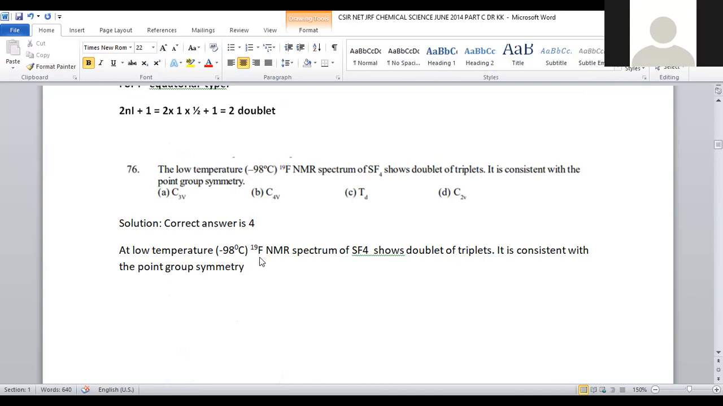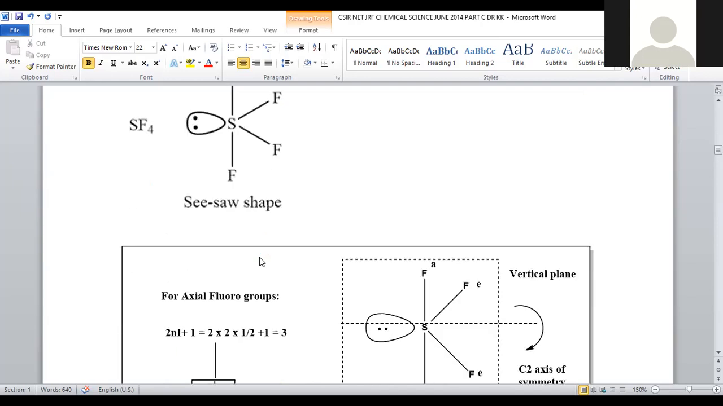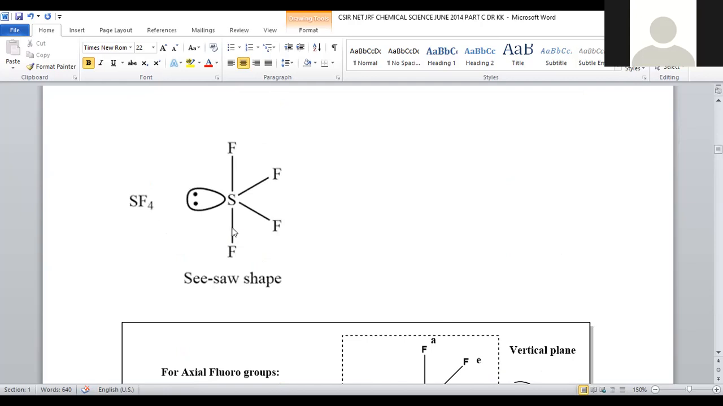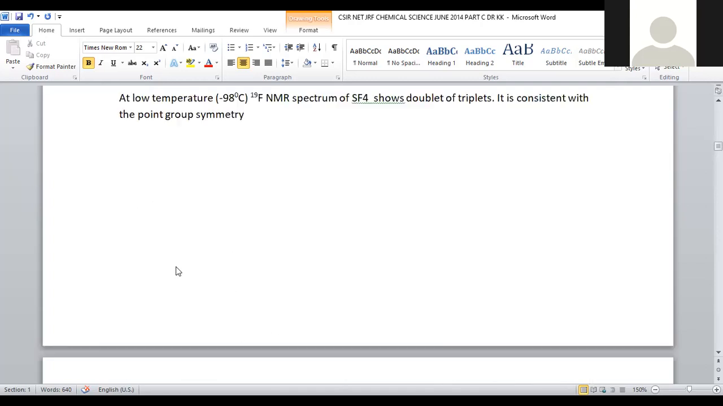We have to depict it. For this purpose, let us draw the structure. Sulfur has 4 fluorine groups in these positions, 2 axial and 2 equatorial, and one of the equatorial positions is occupied by the lone pair of electrons, and the geometry will be trigonal bipyramidal. The shape of the molecule is a see-saw structure, right? So this is the actual geometry and shape of the molecule for sulfur tetrafluoride.